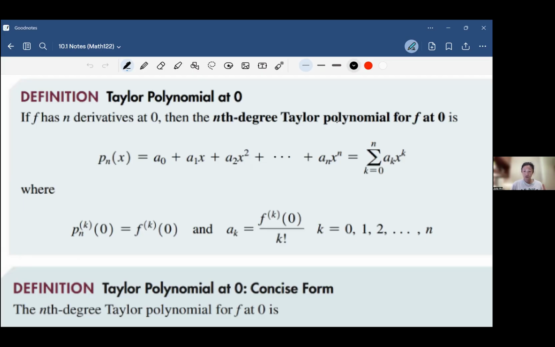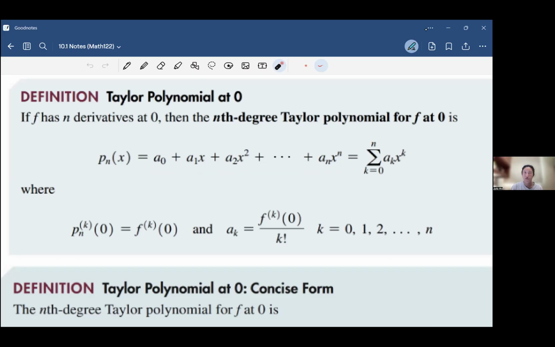So I've given you two definitions here. The first one is a Taylor polynomial at zero. So if your function has n derivatives, so we have to make sure we can take all the derivatives, then the nth degree Taylor polynomial for this function at x equals 0 is as follows, okay? So we have our a0 plus a1x plus a2x squared plus all the way through anx^n.